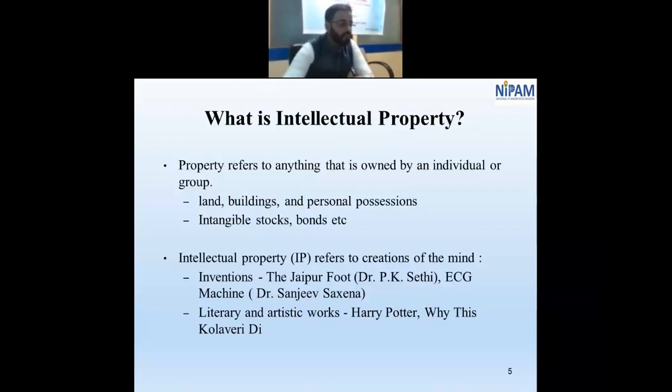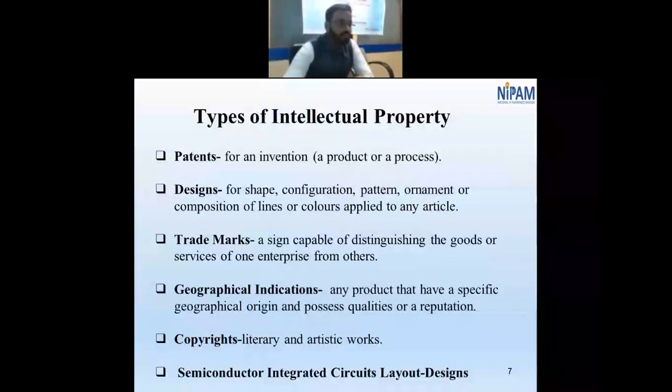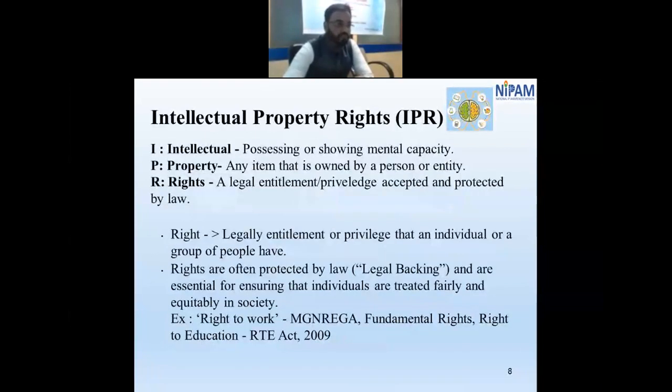Intellectual property can also be a literary and artistic work. For example, a Harry Potter novel written by J.K. Rowling, or maybe song lyrics. So all these are intellectual creations of the individual. There are various kinds of intellectual property, as we have seen in the case of Samsung smartphones, which can be patents, design, trademark, geographical indication, copyrights, and semiconductor integrated circuit layout. Obviously we'll be covering these in subsequent slides as well.